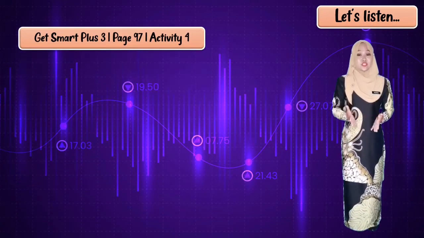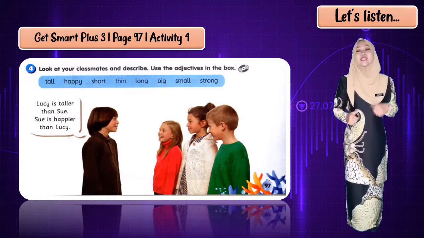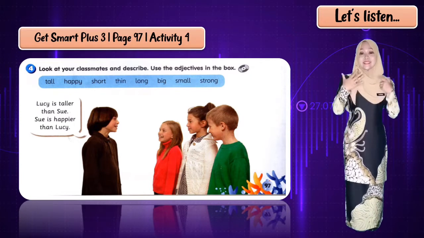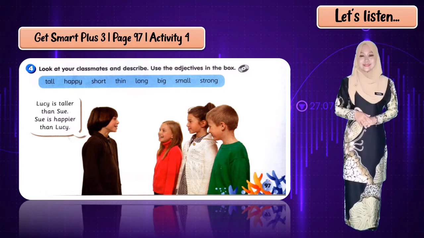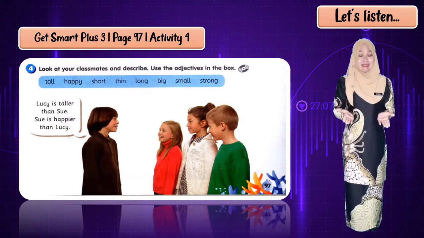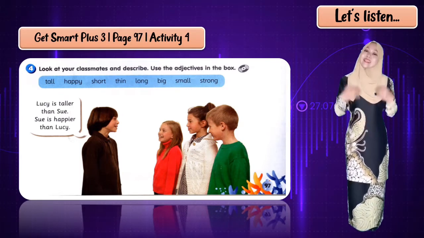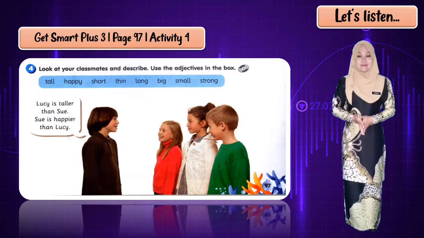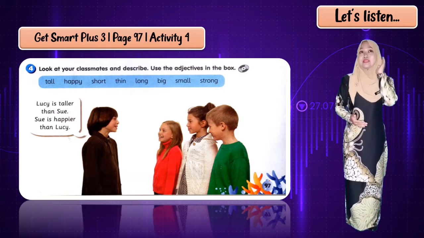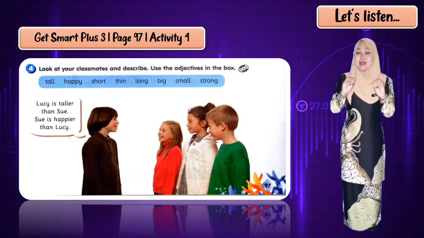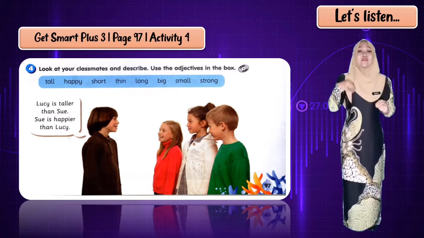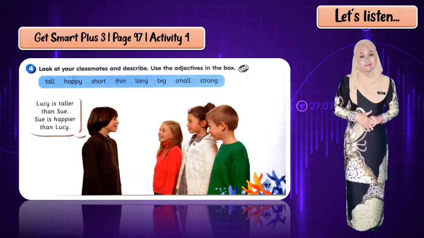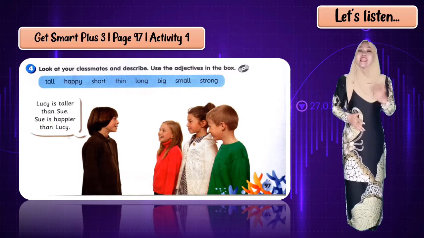Can you please look at the picture of Alex, Sue, Lucy, and Tony in activity number 4 on page 97 of your Get Smart Plus 3 book. Can you guess what Alex is doing? Let me tell you, Alex is comparing his 3 friends to each other. Now is the time for you to listen to the sentences said by Alex. And please follow when you are listening to the audio. Are you all ready? Let's listen.